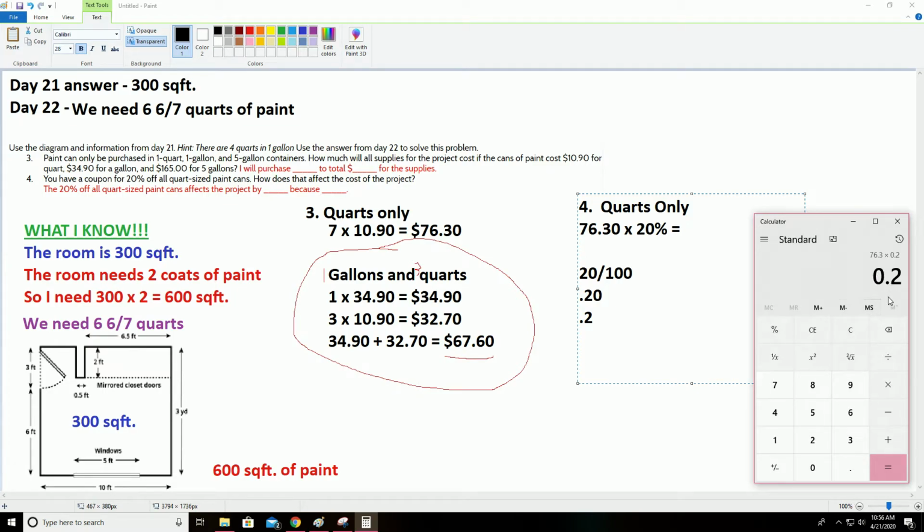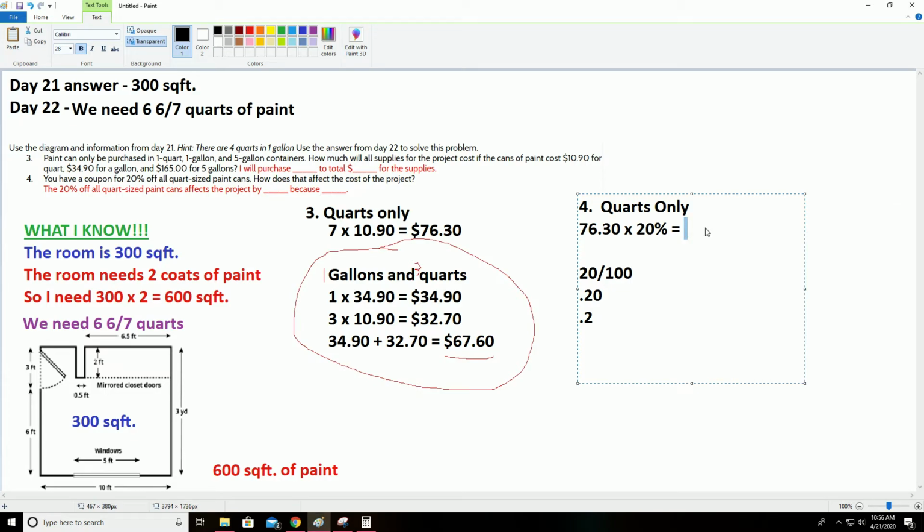There it goes, 0.2. So when I hit that, and remember, this is how much money I'm going to save, not my new price. Please don't get those confused. So my savings is $15.26. All right, so what I've got to do now is go down here and say $76, which is my original price, minus my discount of the 20% off. So the 15.26 is 20% of 76.30.